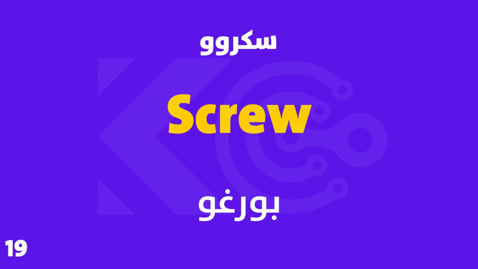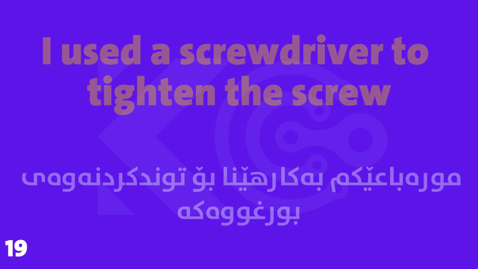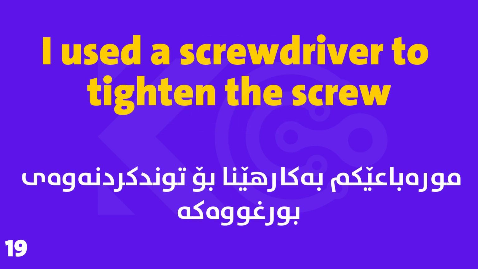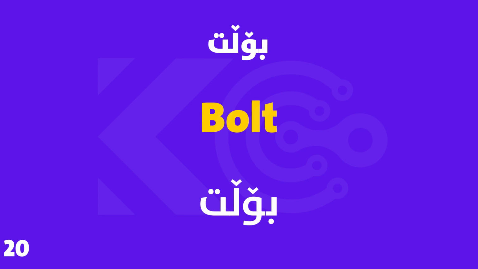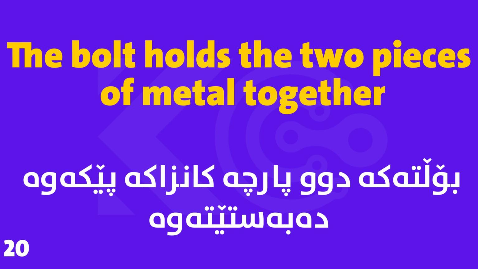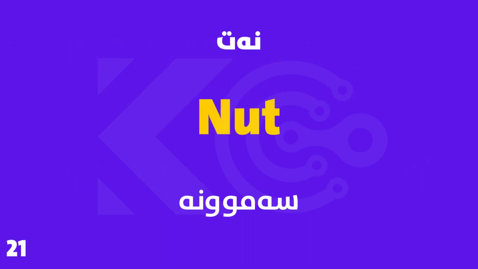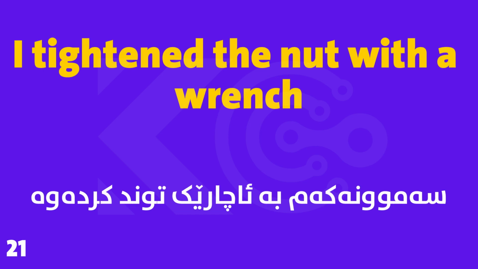Screw. I used a screwdriver to tighten the screw. Bolt. The bolt holds the two pieces of metal together. Nut. I tighten the nut with a wrench.